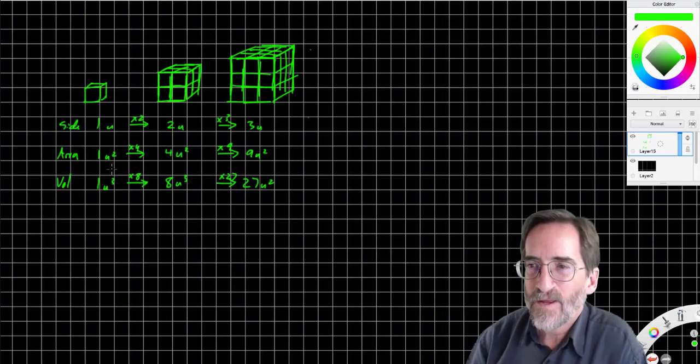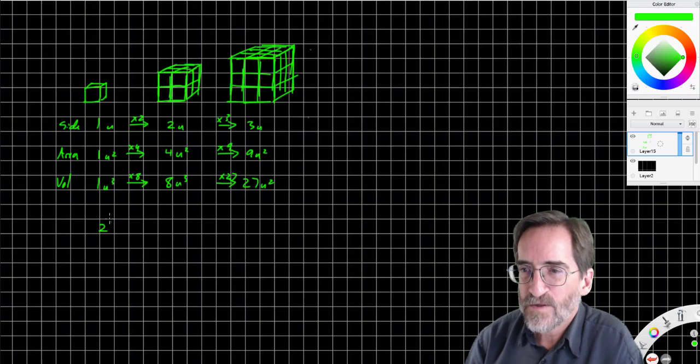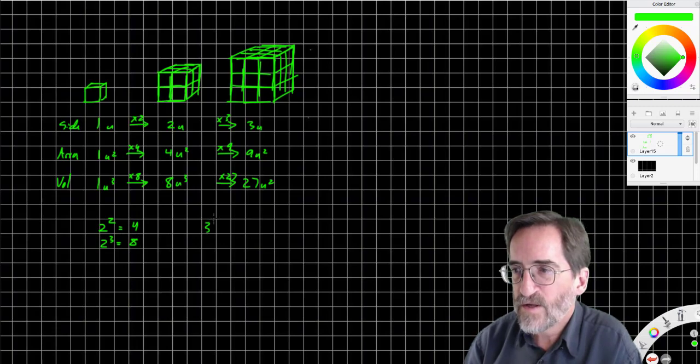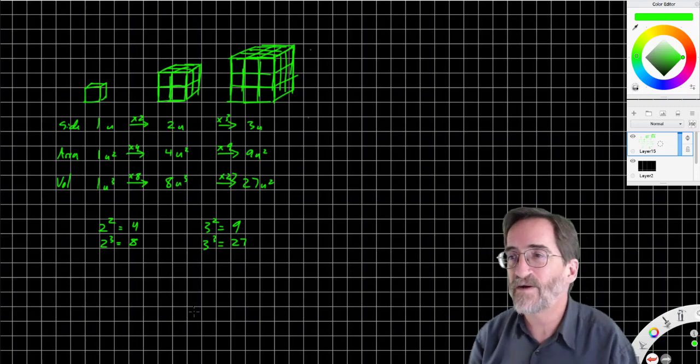They come from squaring and cubing, right? So 2 squared is 4. 2 cubed is 8. 3 squared is 9. 3 cubed is 27, because 3 times 3 times 3 is 9 times 3, or 27.